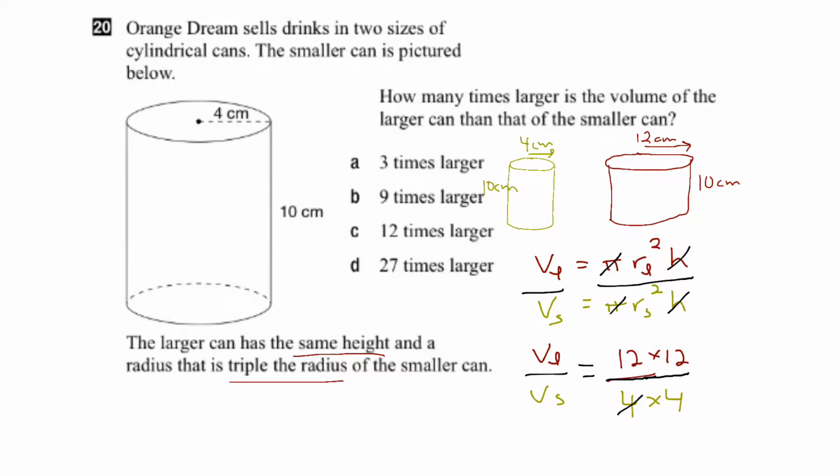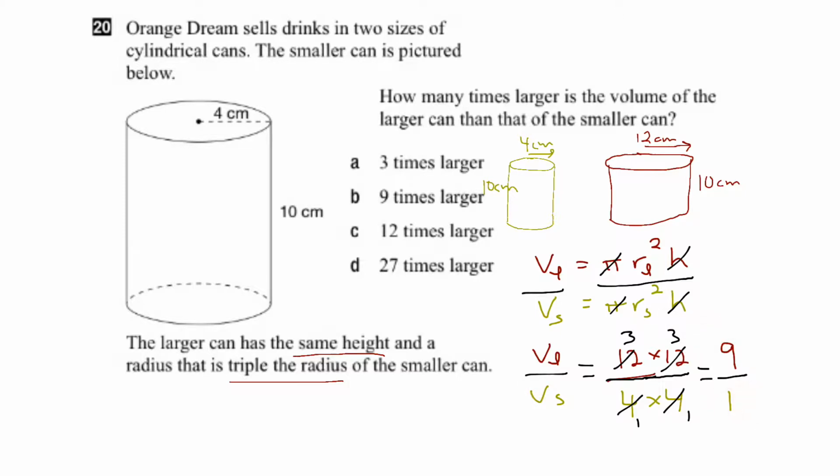So 4 goes into there once and goes into 12 3 times. 4 goes into there once and goes into there 3 times. So the top is 3 times 3 or 9, and the bottom is 1 times 1 or 1. So what this means is the volume of the large can to the small can is 9 to 1.